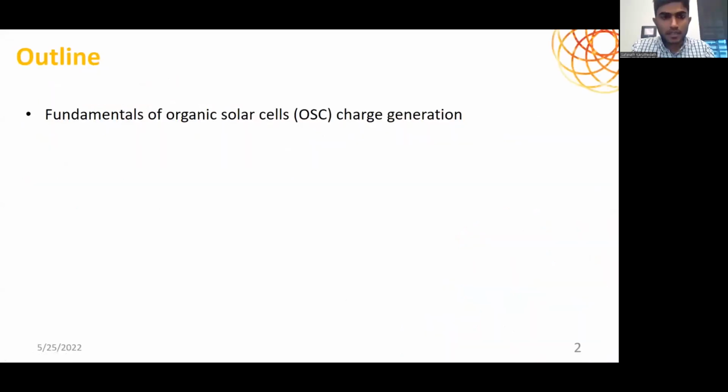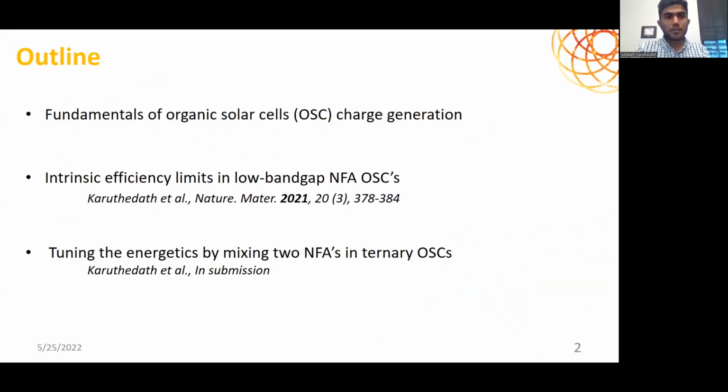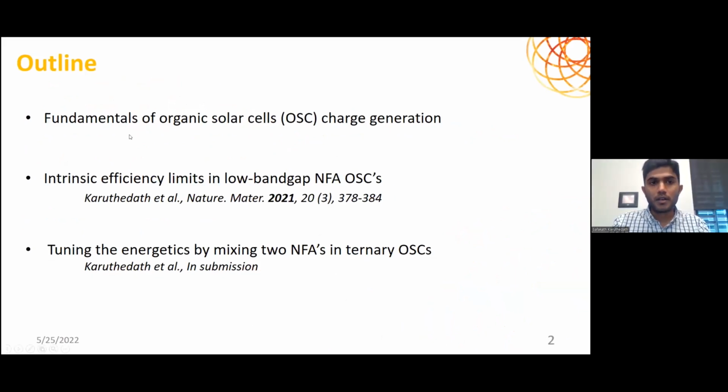I divided my talk into three parts for the next 25 minutes. I'll talk about some basics of organic solar cells so that everyone can be on the same page. I'll also talk about some intrinsic efficiency limitations in binary organic solar cells, showing our paper published last year. Finally, I'll talk about our current work, which is in submission, on the impact of this IE offset in a ternary organic solar cell where you have two acceptors, and when you mix two acceptors, what happens to the charge generation. So this is the story of today.